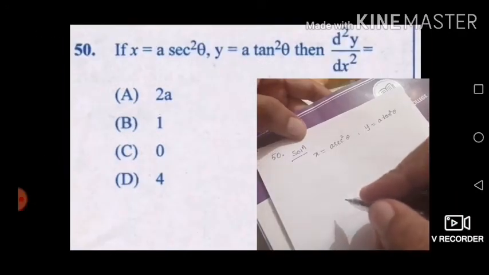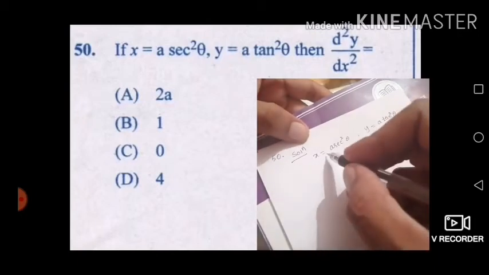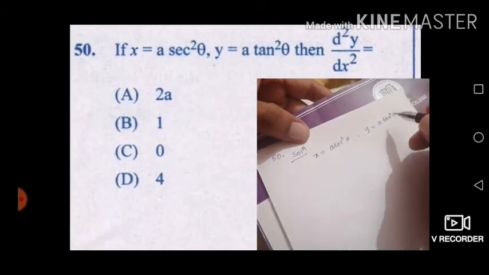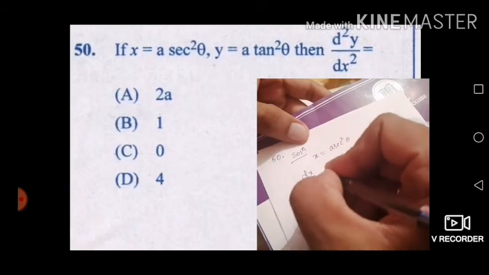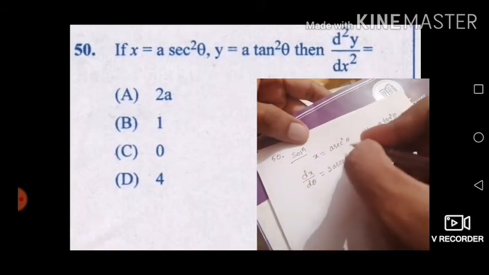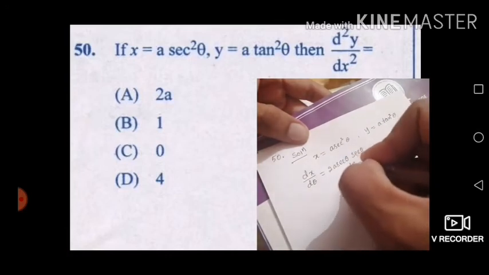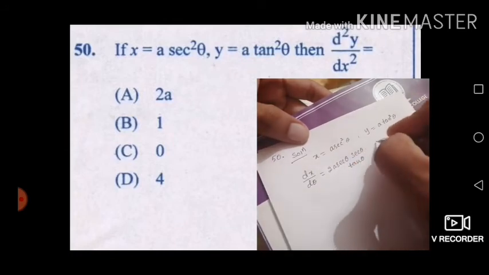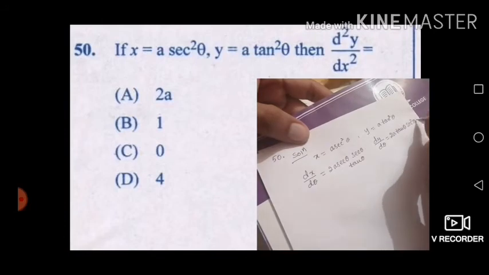Question number 50. One more very easy question for all the students. Given x is equal to a secant square theta and y is equal to a tan square theta, let us differentiate with respect to theta. dx by d theta is equal to 2a secant theta into the differentiation of secant theta, which is secant theta tan theta. Similarly dy by d theta, here also the same thing: 2a tan theta into the differentiation of tan theta, which is secant square theta.